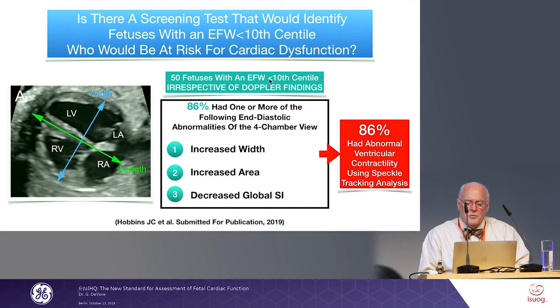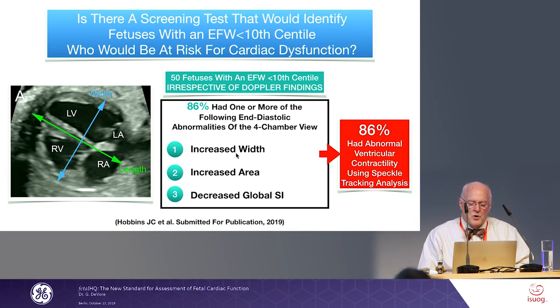50 fetuses with an estimated weight below the 10th percentile. In this analysis, we didn't look at the Dopplers. We said we looked at everybody based upon their weight. And we found that 86% had an increased width of the four-chamber view, increased area, or decreased global sphericity index. They had one or all of these components.